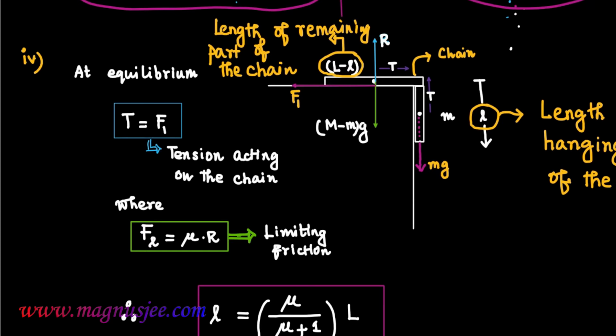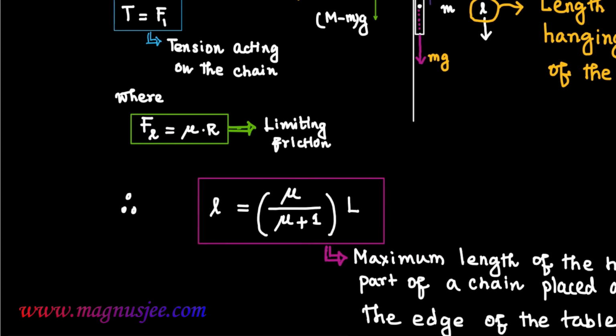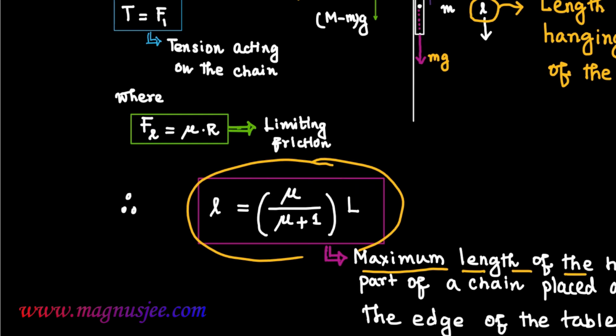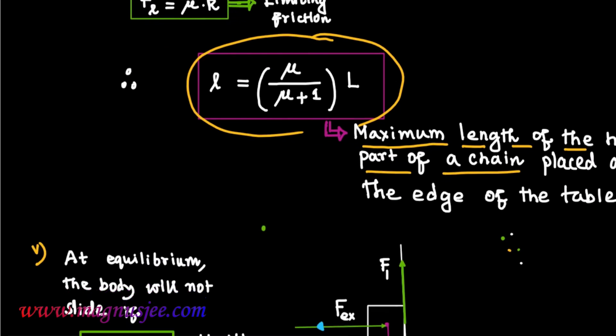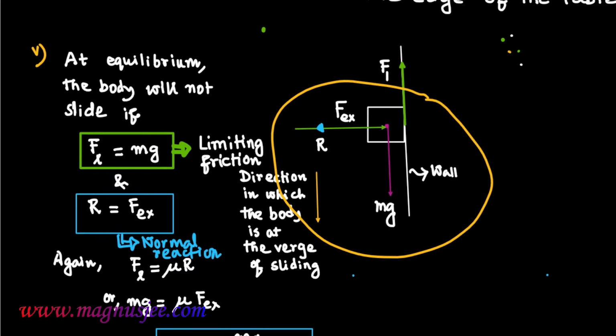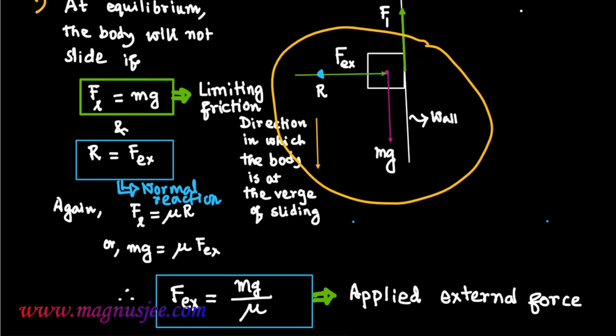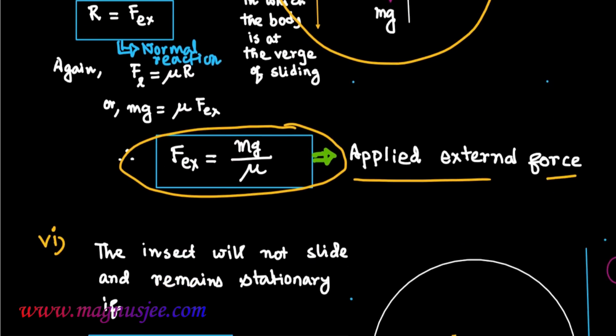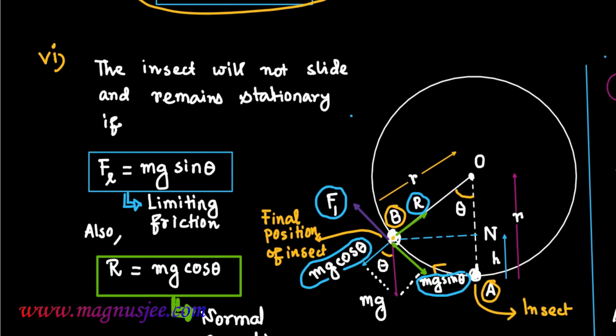And if we consider the maximum length of hanging part of the chain, then the formula will be l equal to mu divided by mu plus 1 into capital L. That is the maximum length of the hanging part of the chain. Then a body can be pressed against a vertical wall. In that case, the expression of applied force on the body will be F equal to mg divided by mu. That is the expression of applied external force.